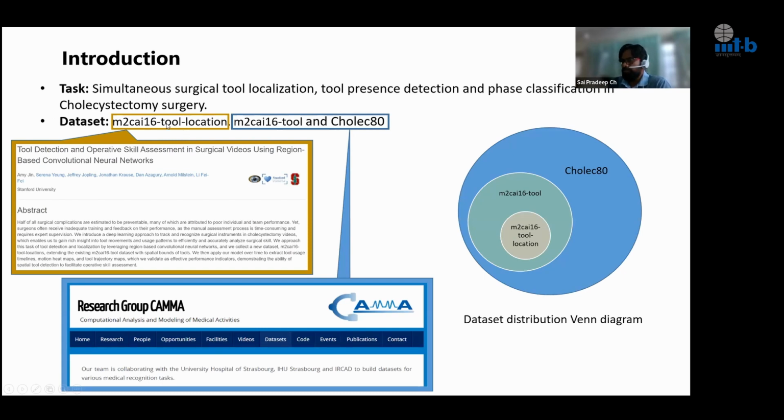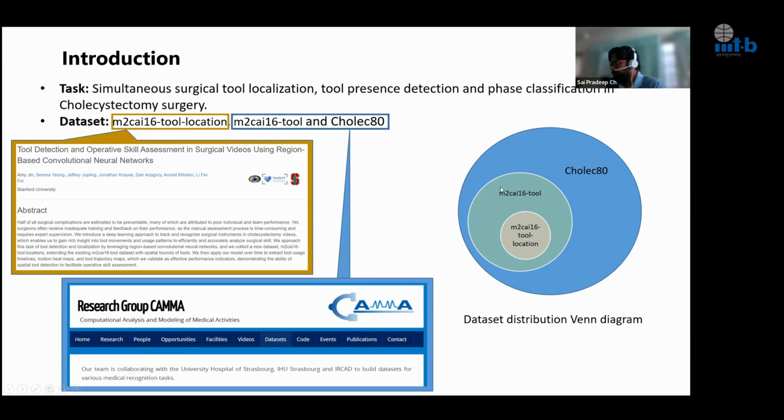In cholecystectomy surgery, we have used these three datasets: the M2CAI16 tool location dataset. This dataset is provided by Stanford University. Serena Yeung's team has provided the labels for this particular dataset. The M2CAI16 tool and Cholec80 datasets are provided by University Hospital of Strasbourg. So Cholec80 is a parent dataset, out of which the M2CAI16 tool and M2CAI16 tool location datasets are subsets.